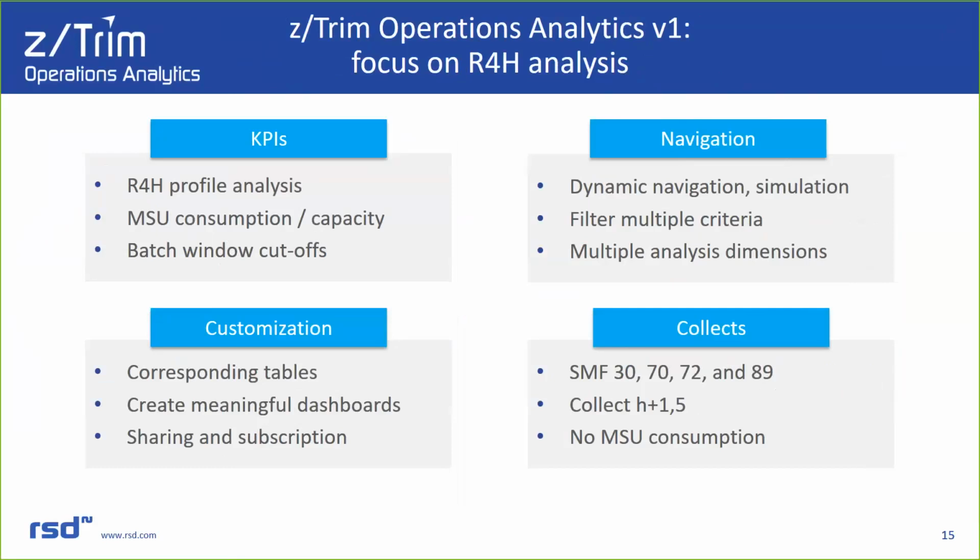We're collecting SMF 30, 70, 72, and 89 records. And as I mentioned before, you can basically process these hourly and ingest them in the ZTRM system. And we are off-platform. We're not contributing to MSU consumption.